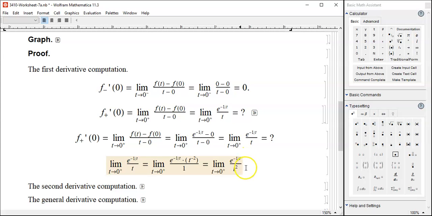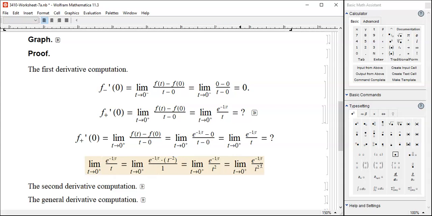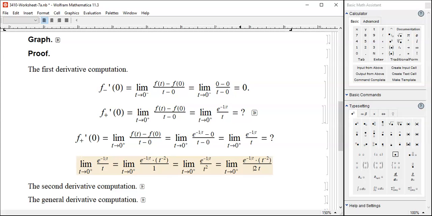Let's see, is this something we can calculate? Still complicated, so let's apply L'Hopital's rule once more. Sometimes that helps, right? So let's take the derivative here, 2t, and let's take the derivative of the numerator. The exponential always stays the same. And then take the derivative, we have done this before, negative second power. So if you simplify, what do you get?